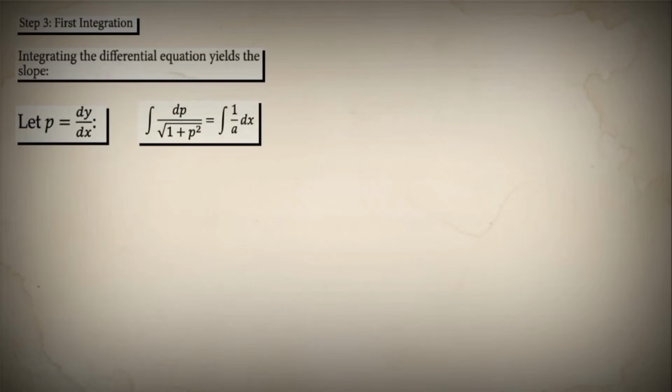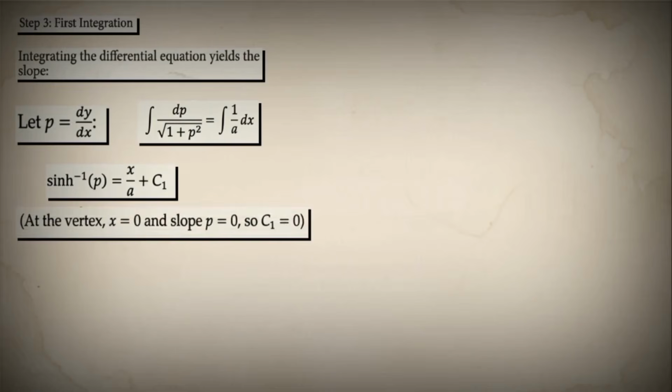Step 4. Integration. For the first integration, let p equal dy over dx. Then, dp over dx equals 1 over a times the square root of 1 plus p squared. Separating variables, dp over the square root of 1 plus p squared equals dx over a. Integrating both sides, inverse hyperbolic sine of p equals x over a plus c. With the boundary condition at x equals 0, p equals 0, meaning at the lowest point the slope is 0, we get c equals 0. Therefore, p equals hyperbolic sine of x over a.